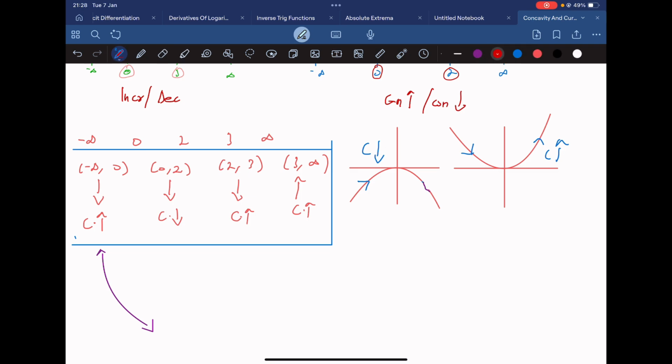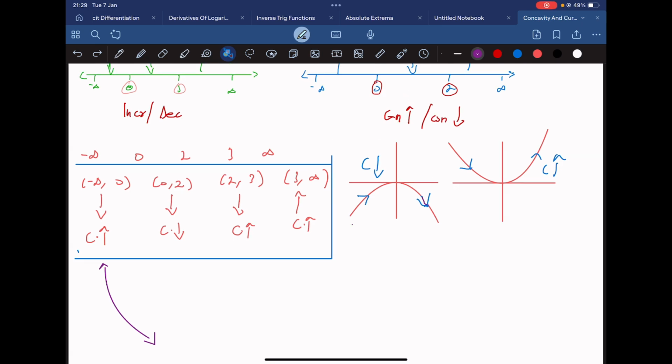So with this, it should have been something like this. Okay, so from 0 to 2, it's concave down, so we use this. That's fine. And it's going down, so we use this direction right here. The function is also decreasing, meaning it's going down, this arrow. So it's going to look something like this.